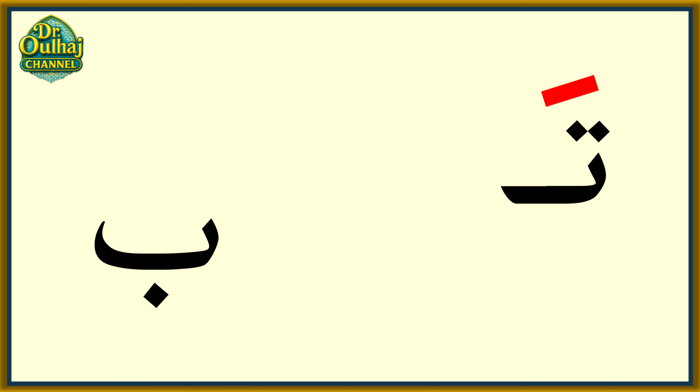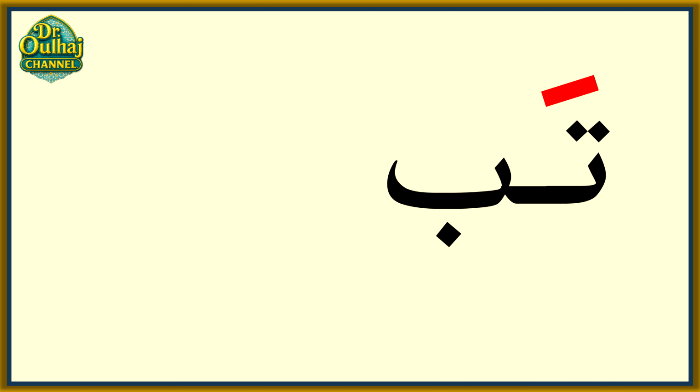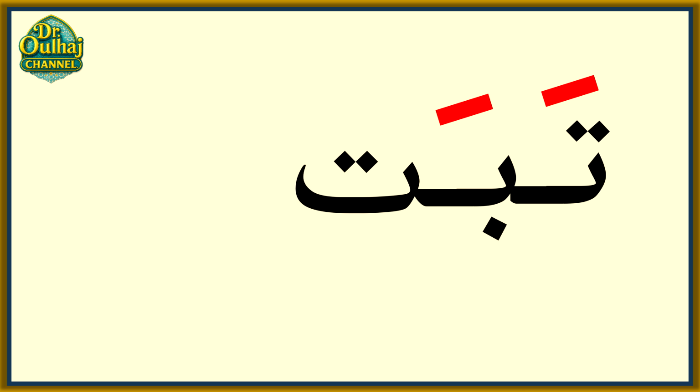Second word, say it with me. T, a, ta, b, tab. A, taba. T, tabat. A, tabata. You're already reading Arabic words with the short vowel fatha.